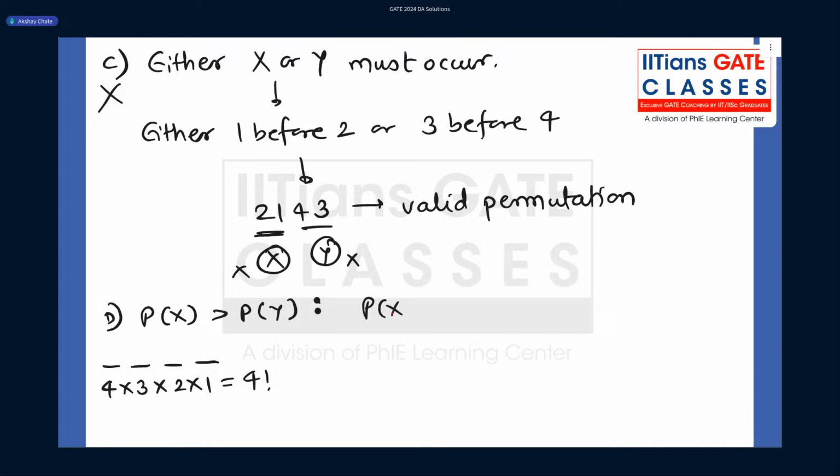Then what is the probability of X? X can have 6 elements, and 4 factorial is nothing but 24, right? Similarly, Y will have 6 permutations that satisfy the definition of Y, divided by the total number of permutations possible. So you can see the probabilities are the same. It's not like one will have more likelihood and the other less. So therefore option D is also incorrect.